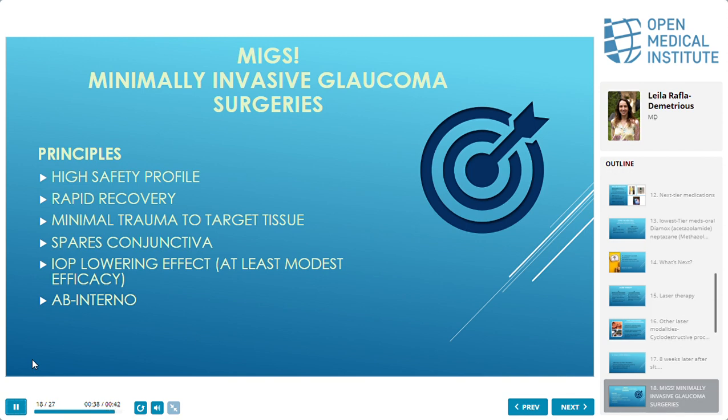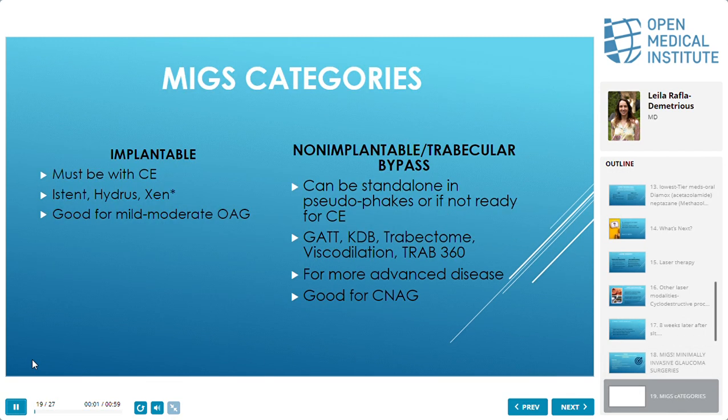And these are theoretically done ab interno, but the Zen, which I'll show you a picture of in a minute, actually can be done also ab externo. So this one's a little bit of a hybrid. It's not quite a MIGS in that it doesn't necessarily spare the conjunctiva, and it's not always ab interno, but it's still in that class.